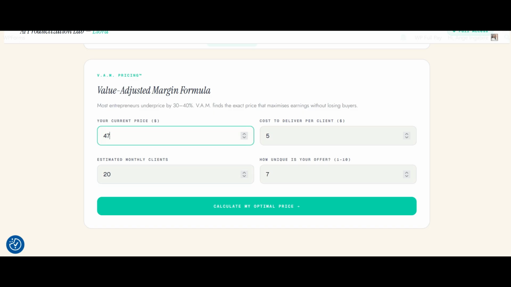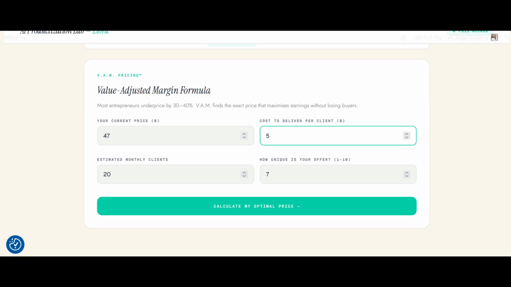Say you build an AI proposal generator for freelance consultants. It takes a client brief and produces a full scoped proposal in under 3 minutes. You have been charging $47 for it because that felt reasonable. Here is what you enter into the VAM calculator. Your current price, $47. Cost to deliver per client, $5. Estimated monthly clients, 20.